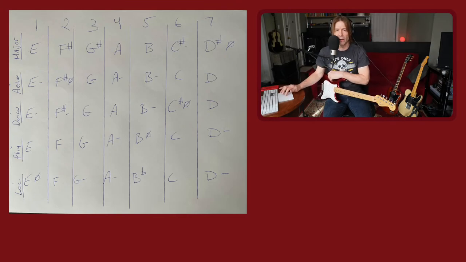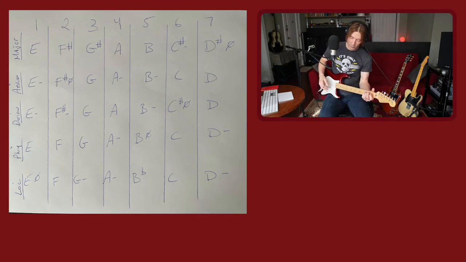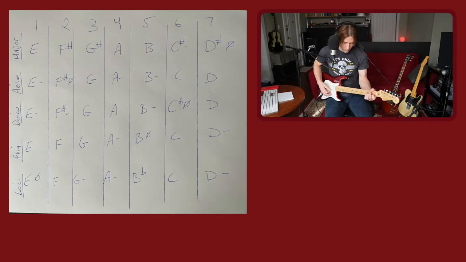So hopefully you got something out of this. And lots of weird stuff here, but lots of combinations. You know, it doesn't have to be so weird. Really, what I want to do is take it from E Aeolian and not really from the major, because you might be playing E minor. A basic E minor progression.